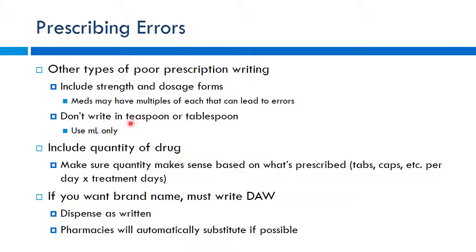And never, ever, ever write in teaspoons or tablespoons. Only write in mLs. That's the standard that we're following nowadays. Make sure you include the quantity of drug, that way it makes sense based on your order. So if you write take 1 tab twice a day, and you write number 30, that's probably going to get you a phone call, because we're going to ask, are you sure you didn't mean 60? That makes more sense based on what you wrote. And then we mentioned that dispense as written is there. You have to write it if you do not want your prescription substituted.